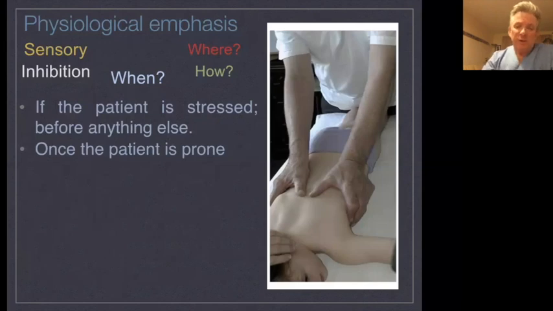Once the patient is prone, so the patient lies down on their front, maybe halfway through the treatment, it's a good time to do some inhibition on the patient. Again, if somebody is acutely ill, maybe you'd have them side lying in a bed, or maybe you'd have them sitting, just resting over the chair. The distressed child, maybe you'd have them on their mother's front, and you'd offer a little inhibition in that kind of position.